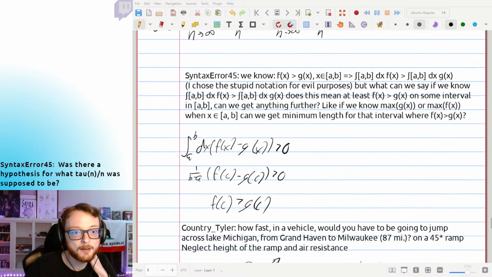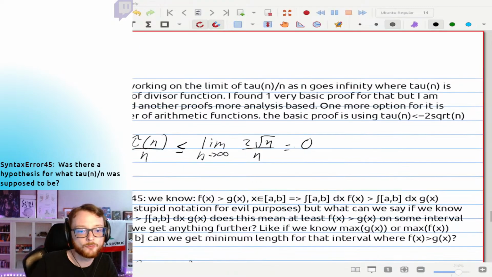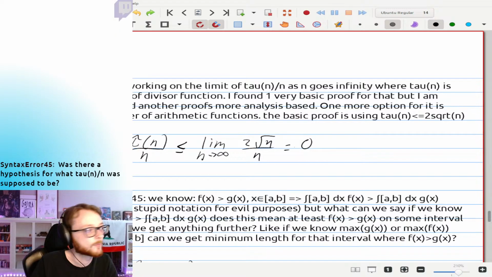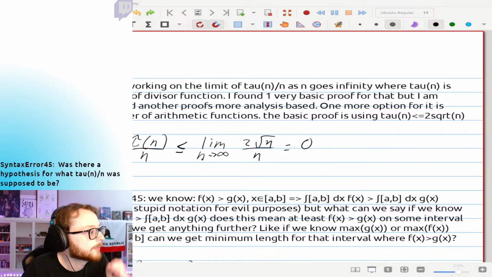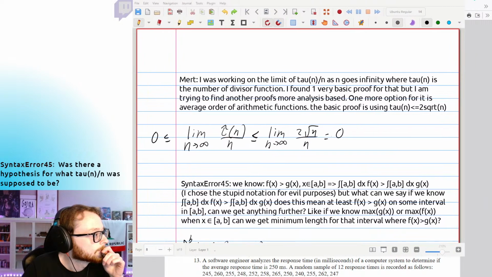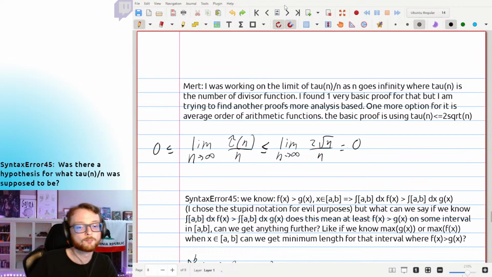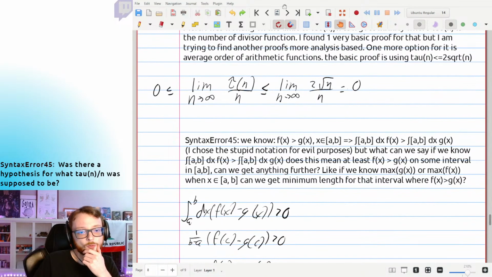It is zero. Mert has this very simple proof using squeeze theorem. You can bound tau above by 2 root n and do a squeeze theorem. So it should be zero. Mert is asking for a different method of doing that limit though.